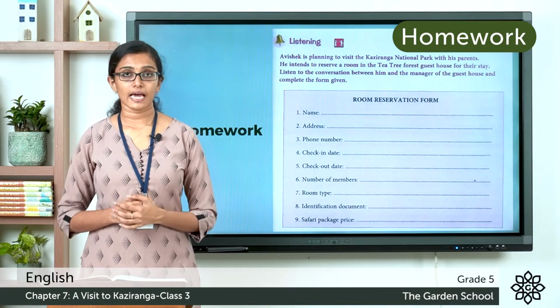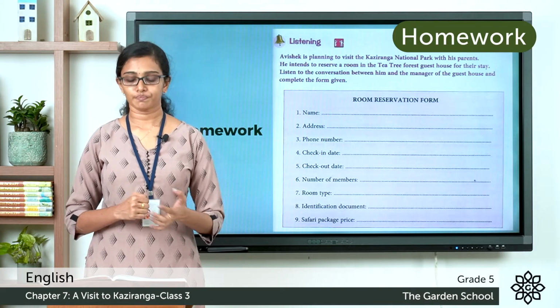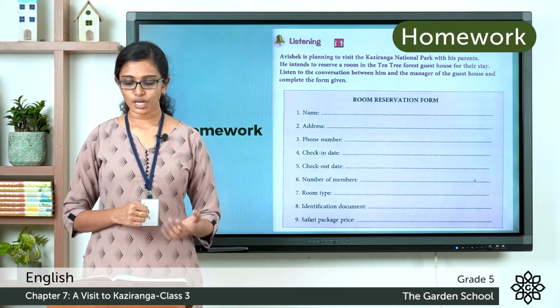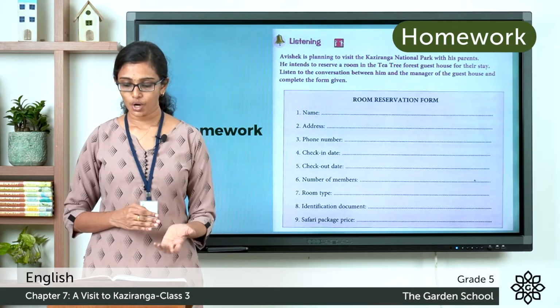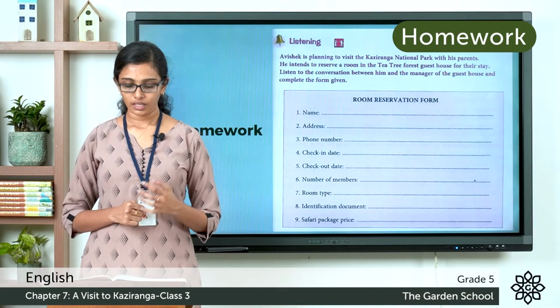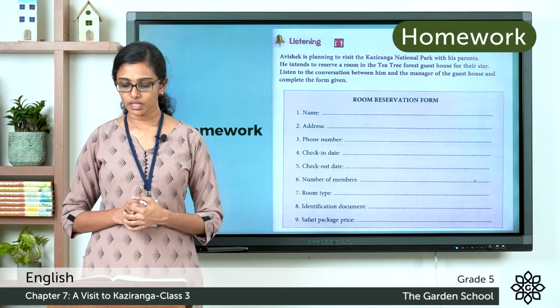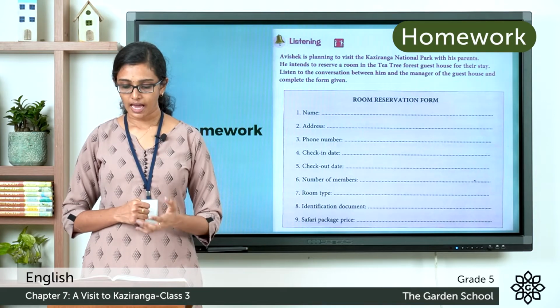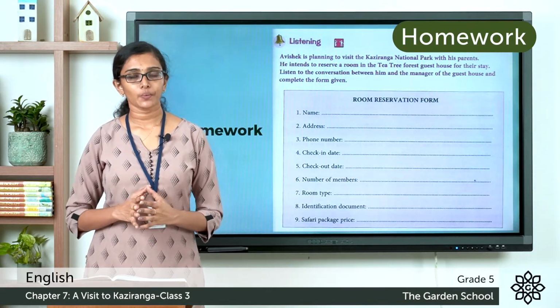Abhishek is planning to visit the Kaziranga National Park with his parents. He intends to reserve a room in the Tea Tree Forest Guest House for their stay. Listen to the conversation between him and the manager of the guest house and complete the form given. This one you can do in a different way.